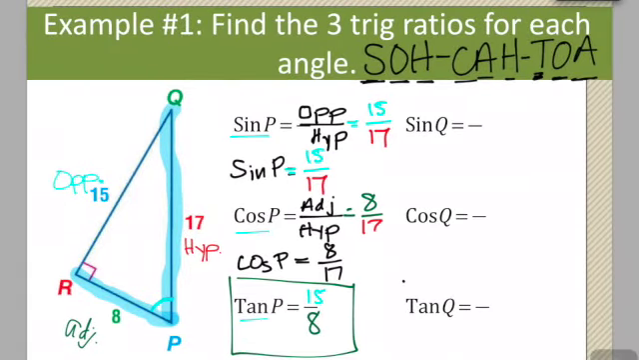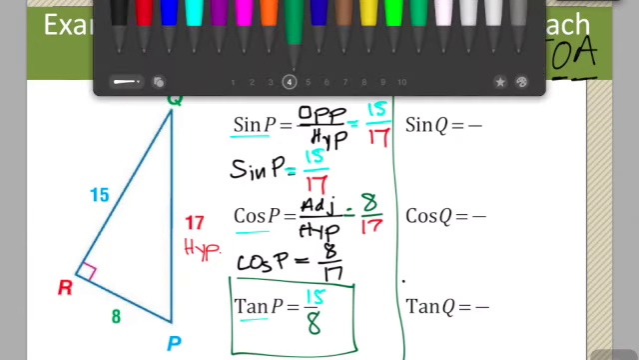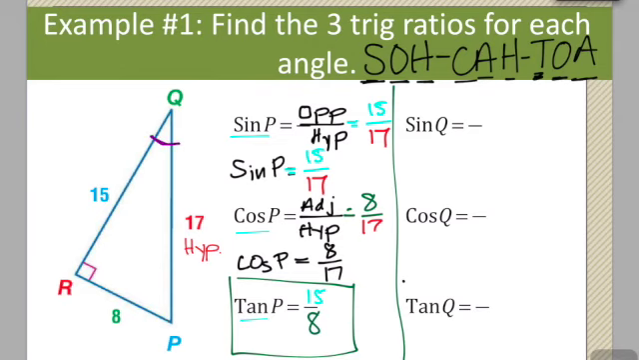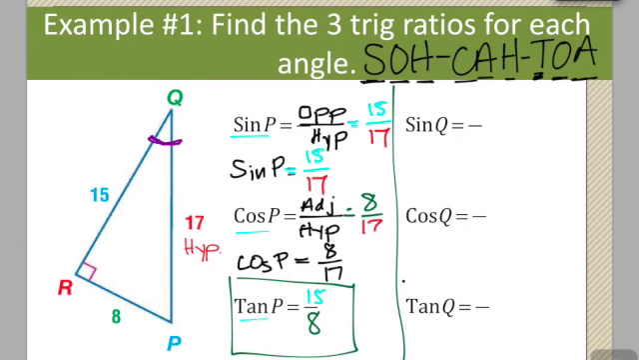So now let's go ahead and look at Q. Now I want to look from angle Q. The hypotenuse stays the same. Hypotenuse is always the hypotenuse. But now I'm looking from this side over here, Q. So now I'm here at Q. The two sides that create angle Q are 15 and 17. So that means that the 8 has to be my opposite side.